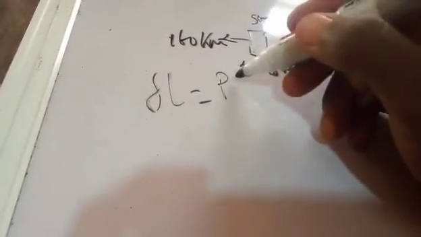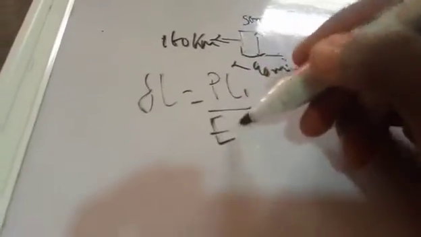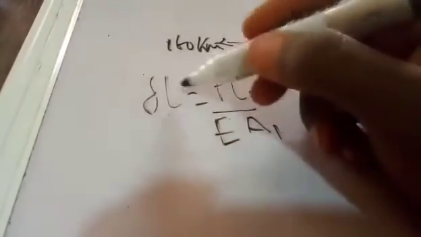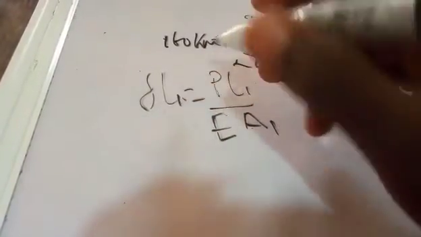We say our elongation is equal to PL1 over EA1. Remember this formula. Let me put the subscript 1 there. This is for the first section. Then we'll get the one for the second section, or we can just sum it up to be equal to P over E times L1 over A1 plus L2 over A2, making work easier.